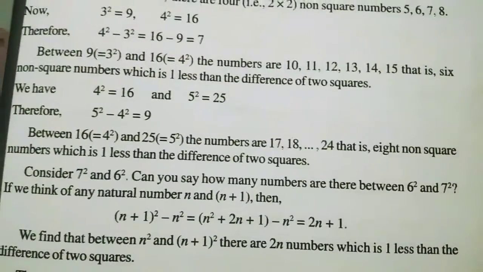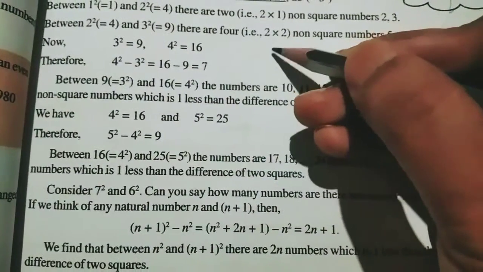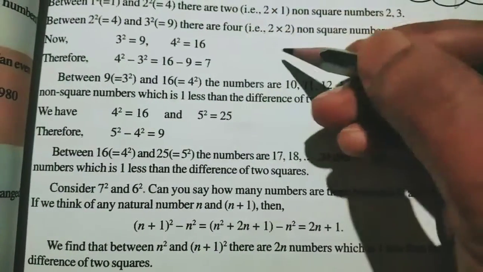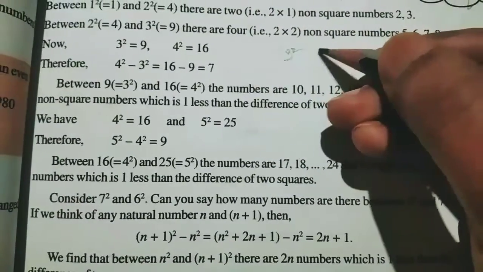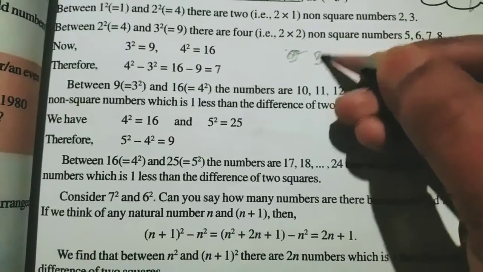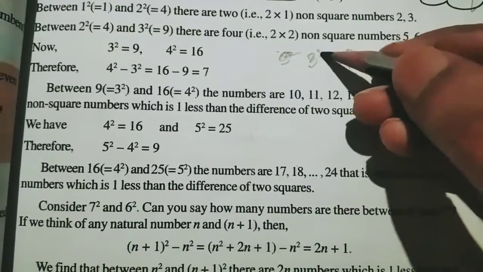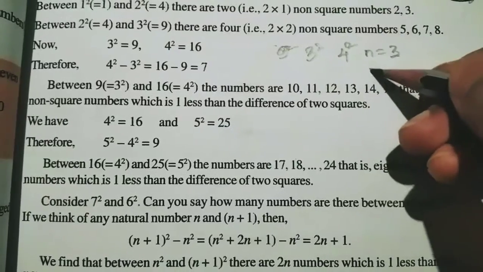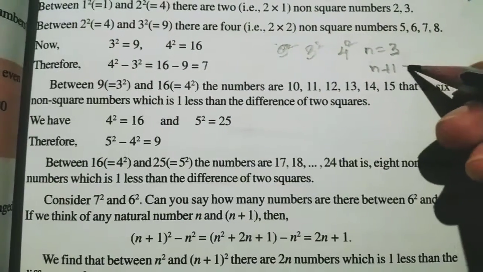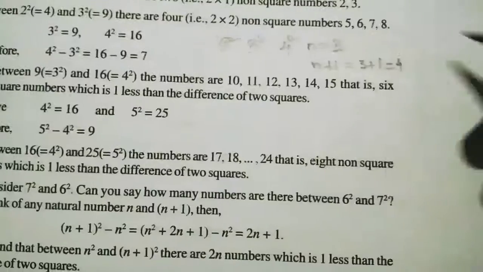So I am giving an example here, then you will be clear now. So I am showing here by this formula 2n. Suppose you have taken 3 square, and you want between 3 square and 4 square, how many non-square numbers are there? So n equal to 3. Okay, n is 3 here. So n plus 1 will be what? N plus 1 is 3 plus 1, that is 4. Okay, so we got 4.